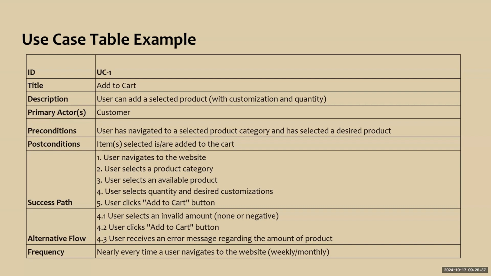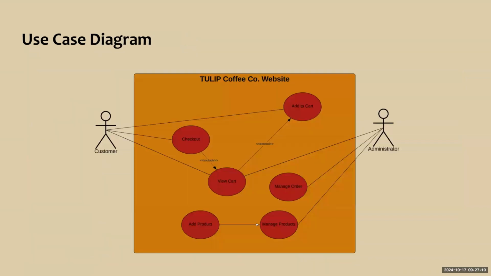Now we have an alternative flow going from step 4 in the success path, which is if the user selects an invalid amount, which is either 0 or negative. You can't add a 0 or negative amount to the cart. So from there, if they try to do that, they will click Add to Cart button, and they should receive an error message that the amount of product is incorrect and is invalid. The frequency of this is obviously every time the user navigates to the website to purchase their beans, whether that's weekly or monthly. That is very specific for each individual user and will be very different.